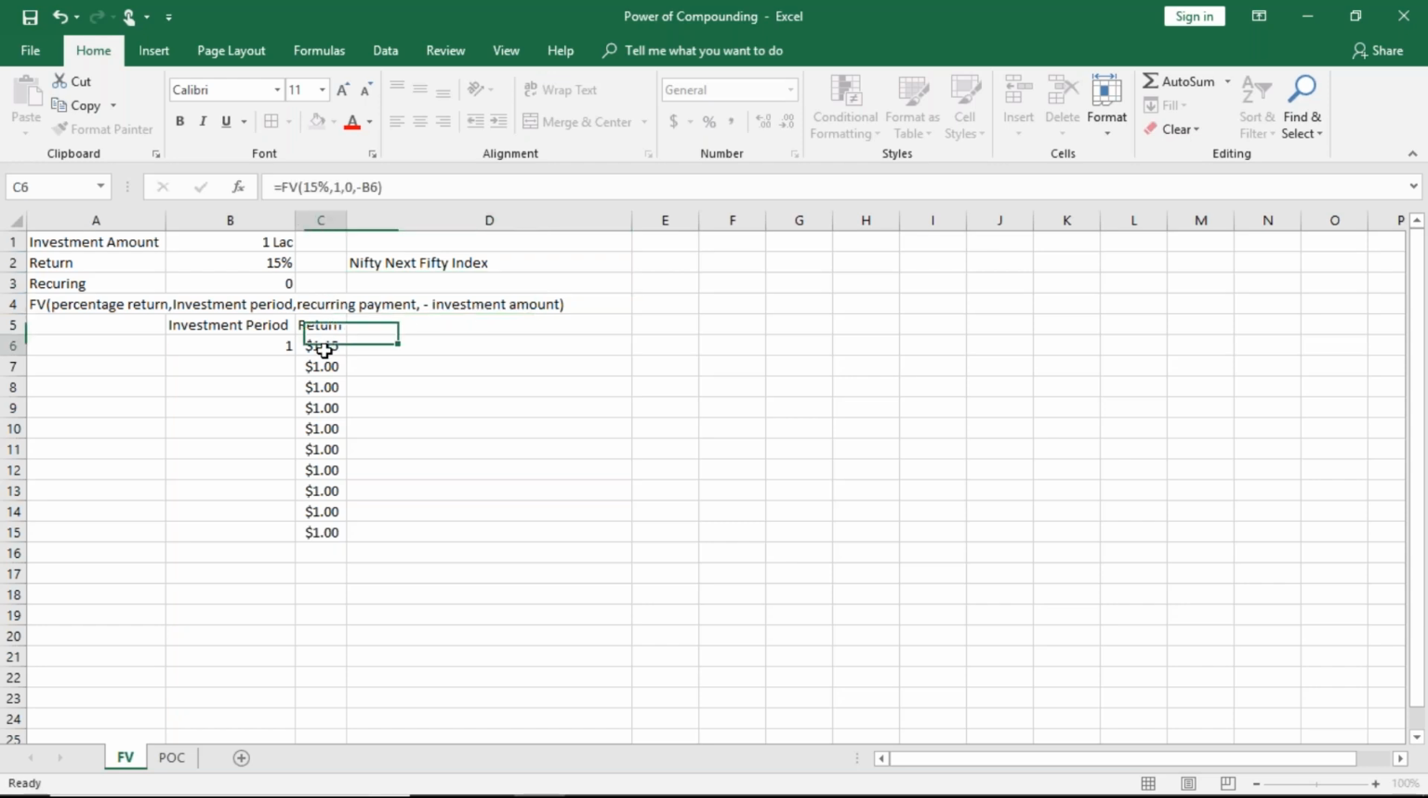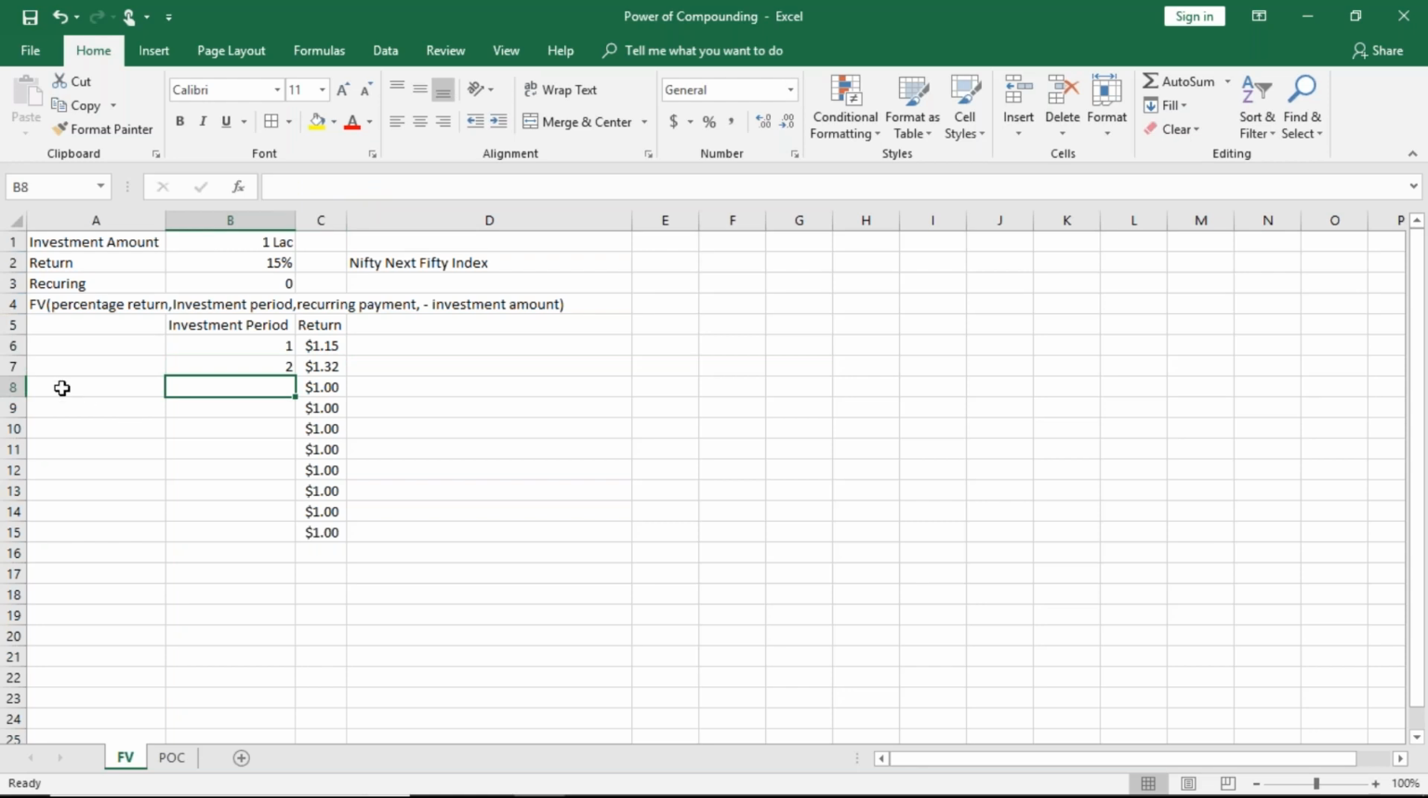So for the first year, if I use that formula, FV equals FV of 15% comma 1, which is an investment period of 1 year without any recurring payment, and then B6, which is my 1 lakh. If I invest 1 lakh and keep it for 1 year, it becomes 1 lakh 15,000, which is a 15% increment on my 1 lakh. If I do it for 2 years, it becomes 1 lakh 32,000.